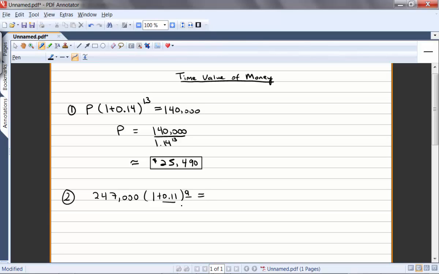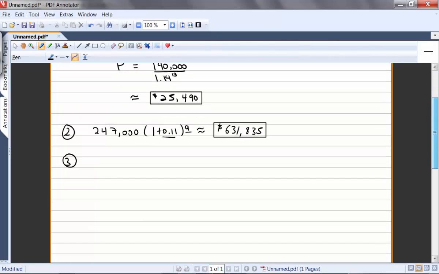And we will see that the account will be worth, if we round to the nearest dollar, I'll have to do it in my calculator. Let's see here. 1.11 to the 9th times 247,000, so it would be $631,835 at the end of 9 years. I should change this to an approximate because it's not exact. The formula is exact, but this answer is not exactly right because we rounded.